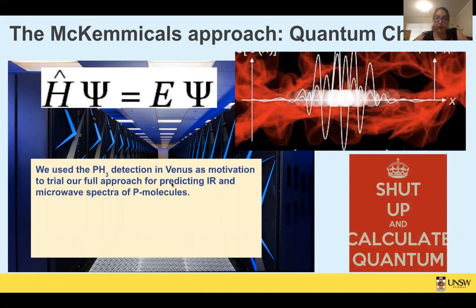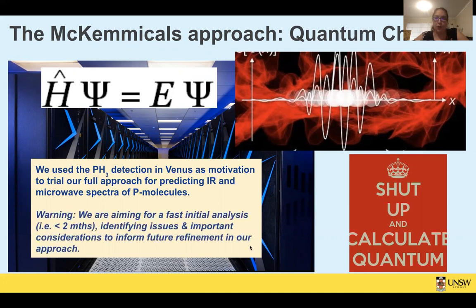We used the phosphine detection on Venus as motivation to trial our full approach for predicting the infrared and microwave spectra of P molecules. Remember, this data was created very quickly, in about two months. I'd spent a lot of time in the past, and I'd seen a lot of people, try to get every nitty-gritty detail finalized.